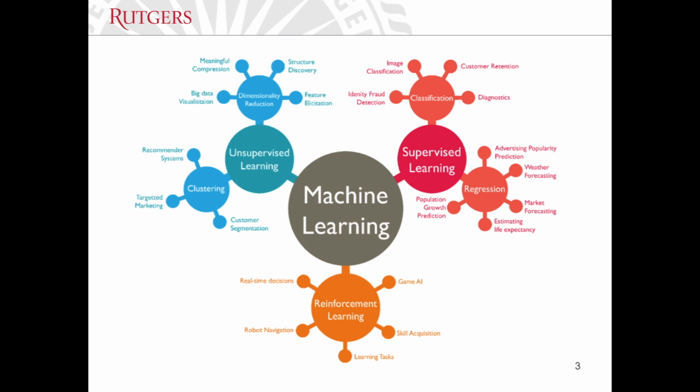Machine learning includes three main types of paradigms. One is unsupervised learning. Usually, it deals with unlabeled data. This includes clustering, which divides the data into different groups based on the information found in the data that describes the objects and the relationships. The second one is dimensionality reduction.